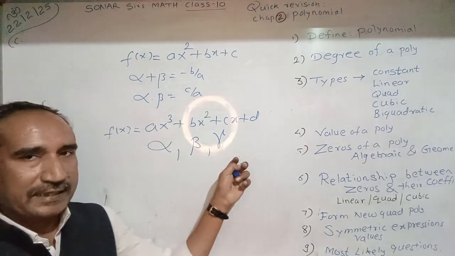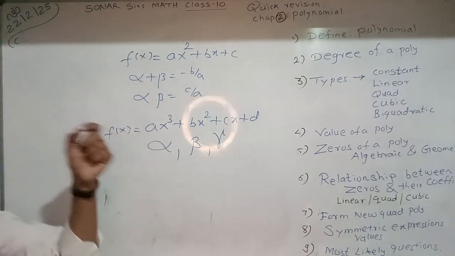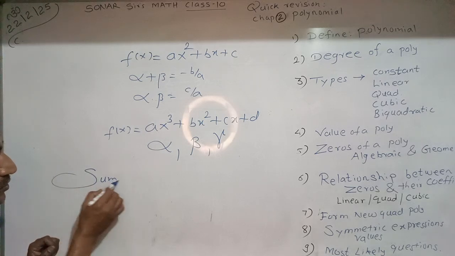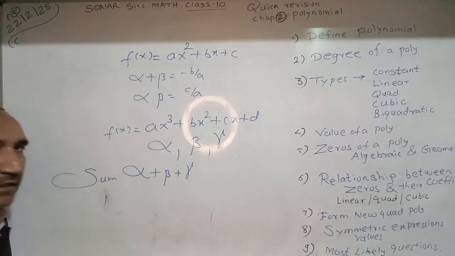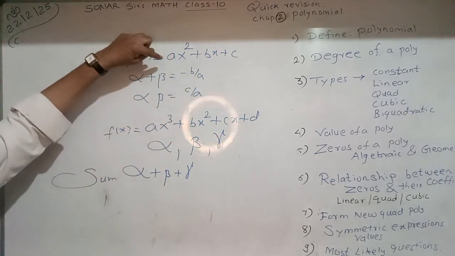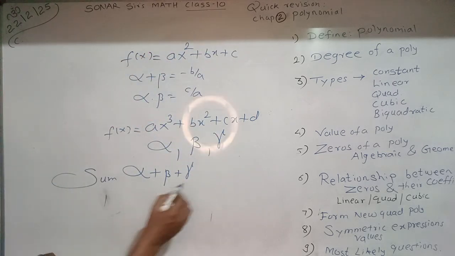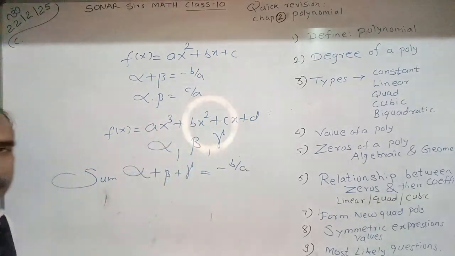Alpha, beta and gamma are the zeros of this polynomial. Now what are the relationships? So the sum of the zeros, alpha plus beta plus gamma. If you write down in this order A, B, C, D, and this quadratic polynomial A, B, C, then the formula is directly as this one, minus B upon A.